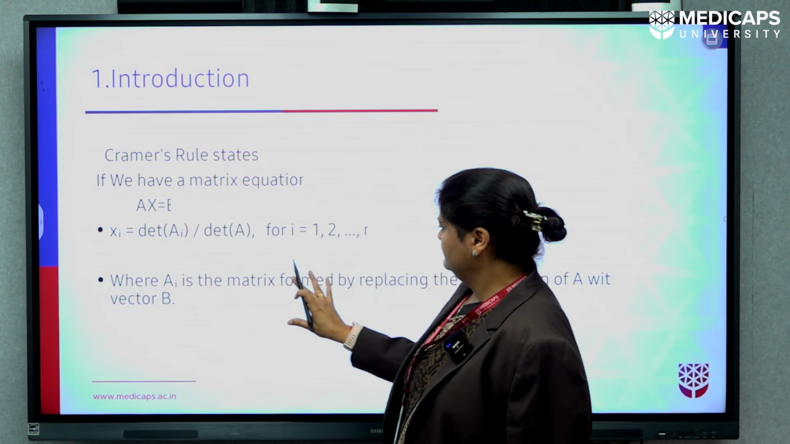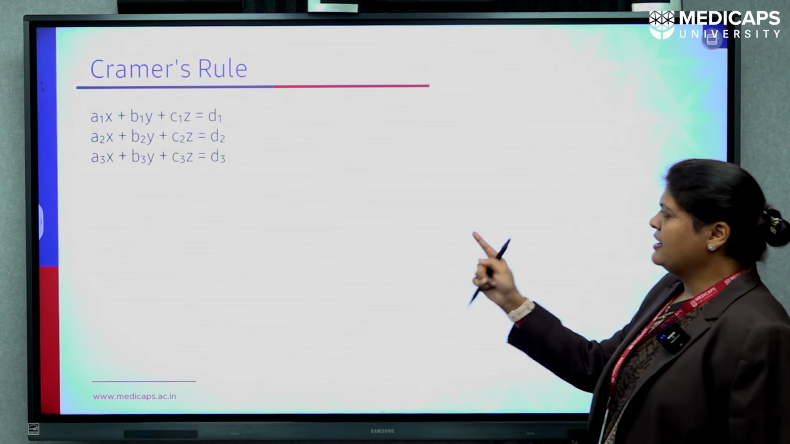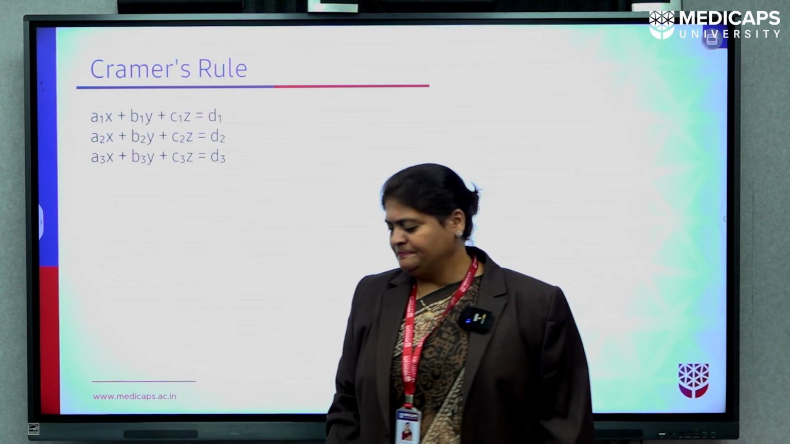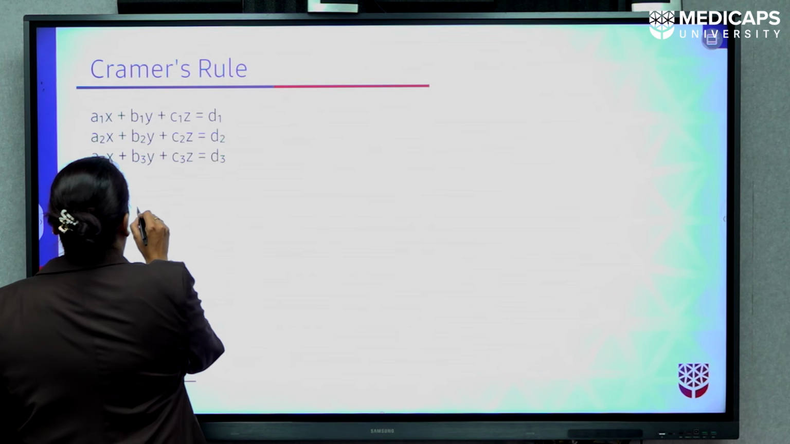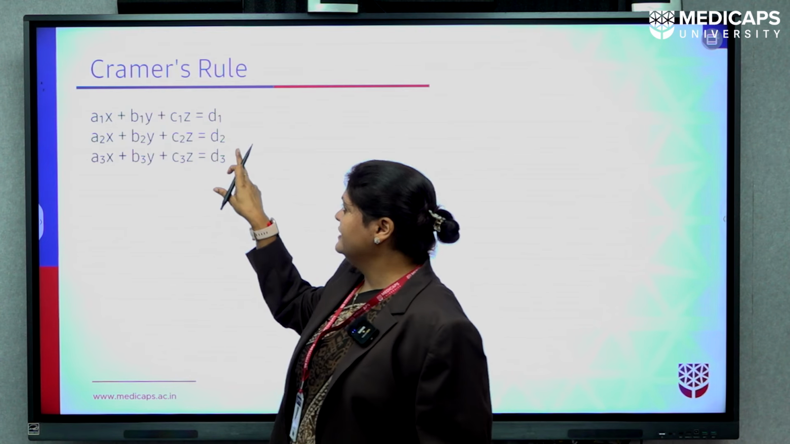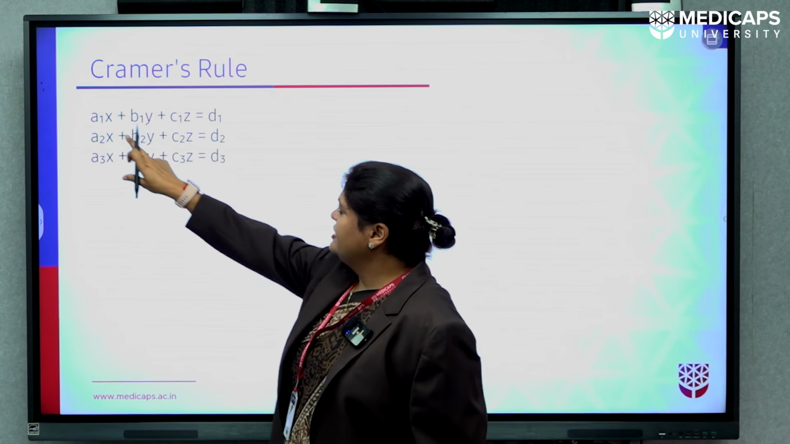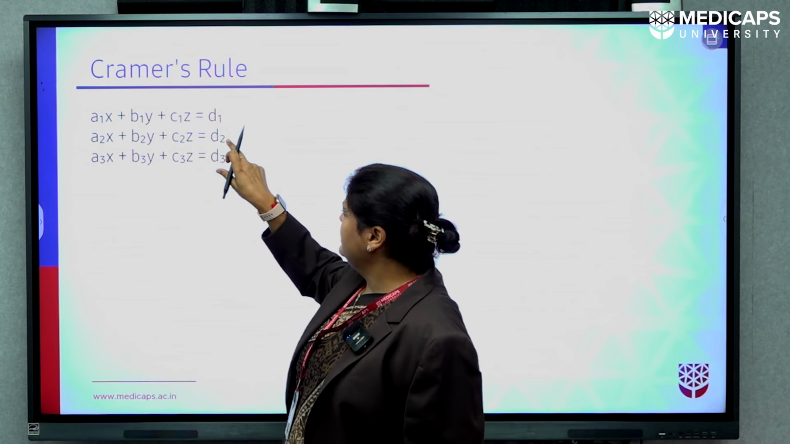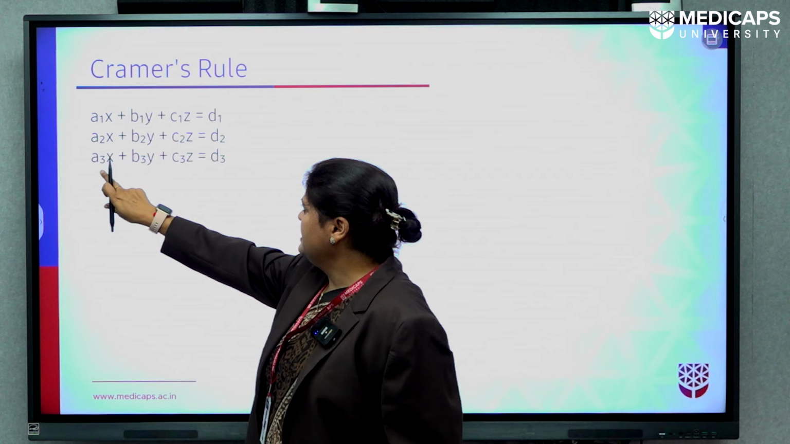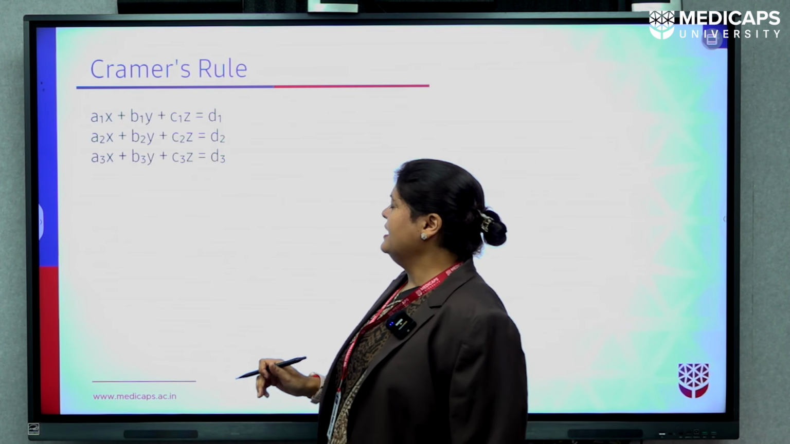So let us take a 3 cross 3 system, by which I will let you know how to develop this formula. This is a system of equations 3 cross 3, where x, y, z are the variables, a1, b1, c1 are the coefficients of x, y and z respectively, and d1, d2, d3 are the constants. Similarly, a2, b2, c2 and a3, b3, c3 are the coefficients of x, y and z.